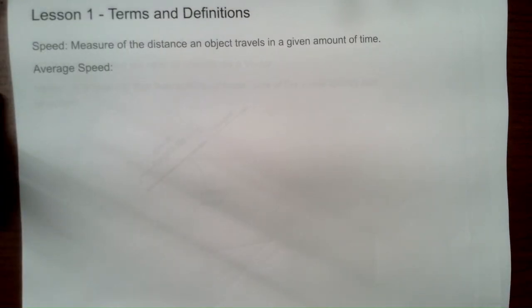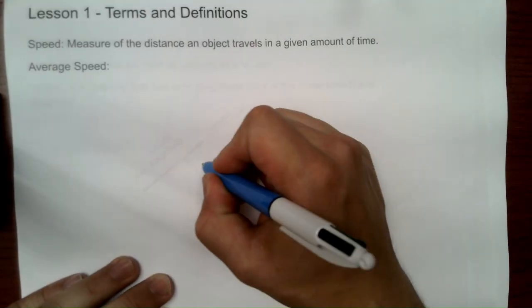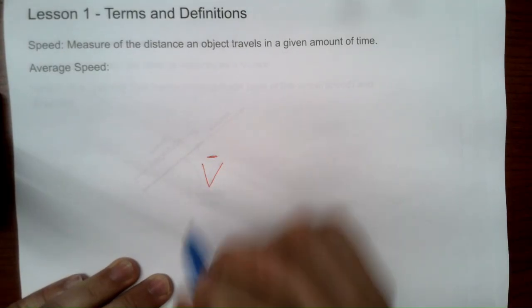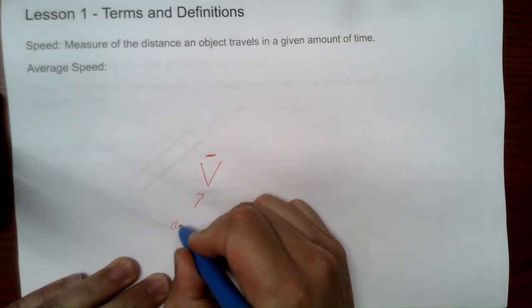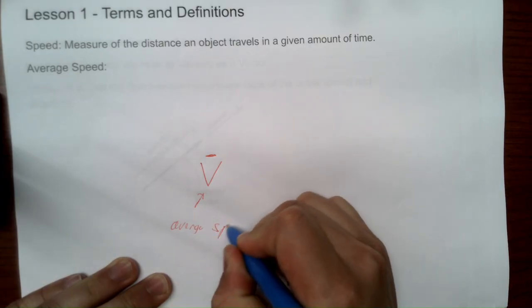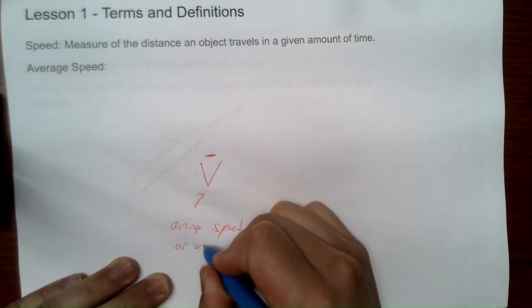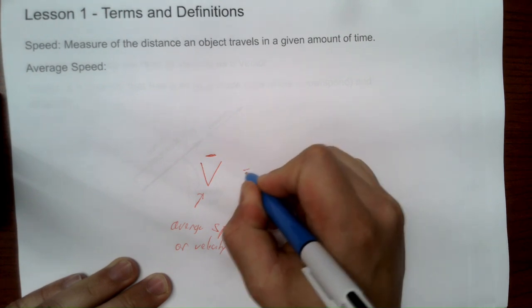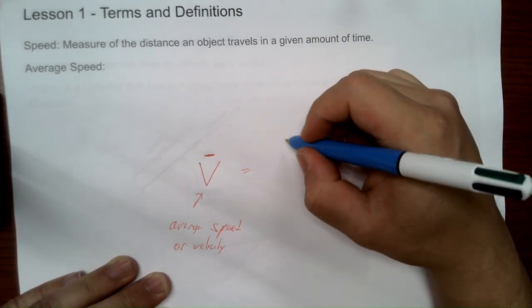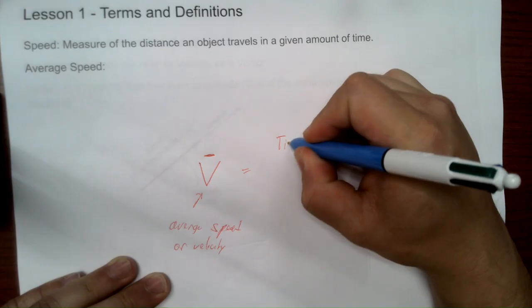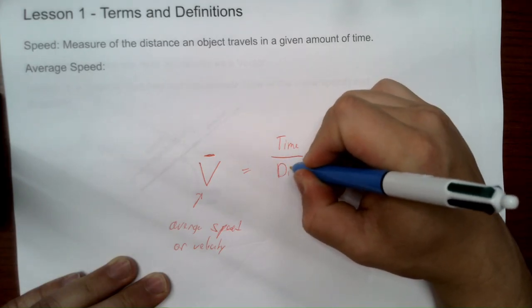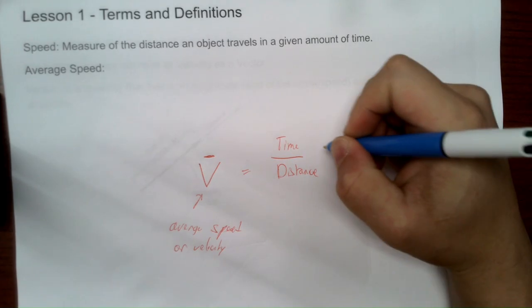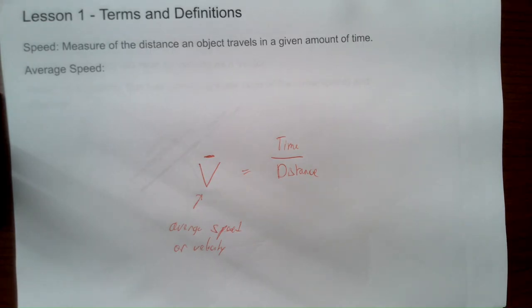Okay, speed is the measure of the distance an object travels in a given amount of time. We measure average speed. We write this as V bar. V bar means average speed or velocity is equal to time over distance. Okay, so this is our formula for finding average speed.